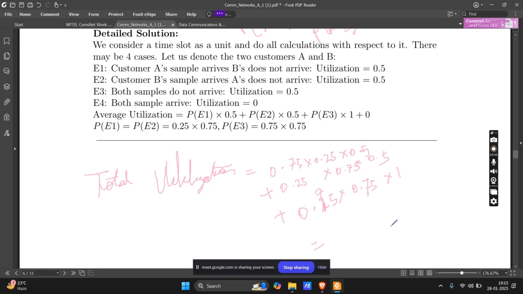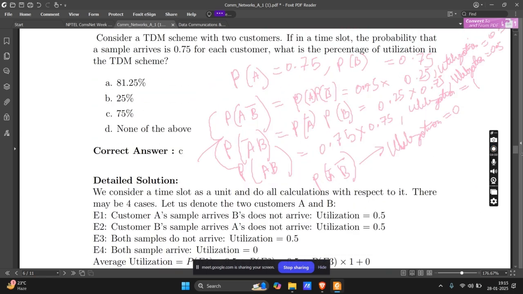So the final answer will be 0.75 or 75%. So only 75% of the time slots are used to transmit a message. So the correct answer is option C.